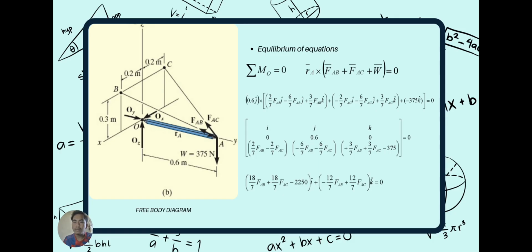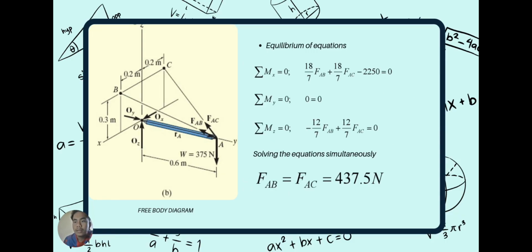Next, we apply the moment equilibrium equation about point O, where the sum of moments must be zero. So we have the sum of moments at the origin equal to zero. Then we do the cross product between r and the forces that we have, and we equate it with zero. After expanding the cross product, we equate the i, j, and k components to zero. This produces scalar equations that allow us to solve for the unknown forces in cables AB and AC, ensuring the system is in static equilibrium.